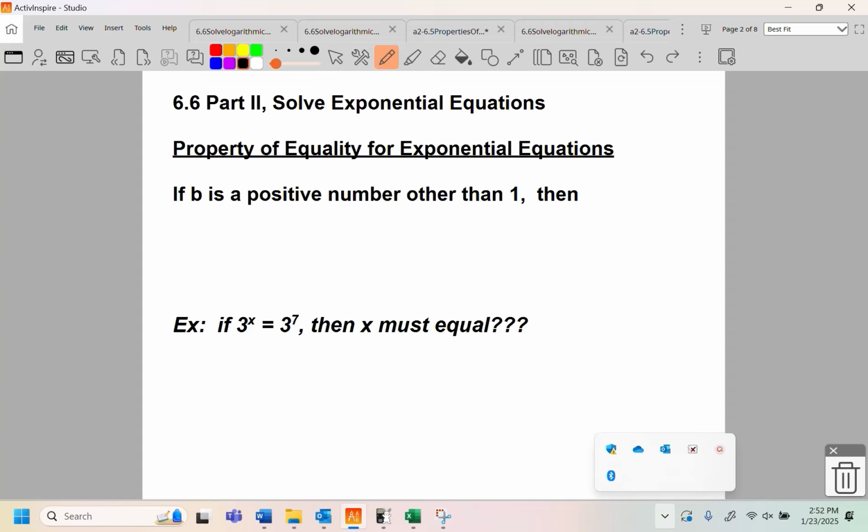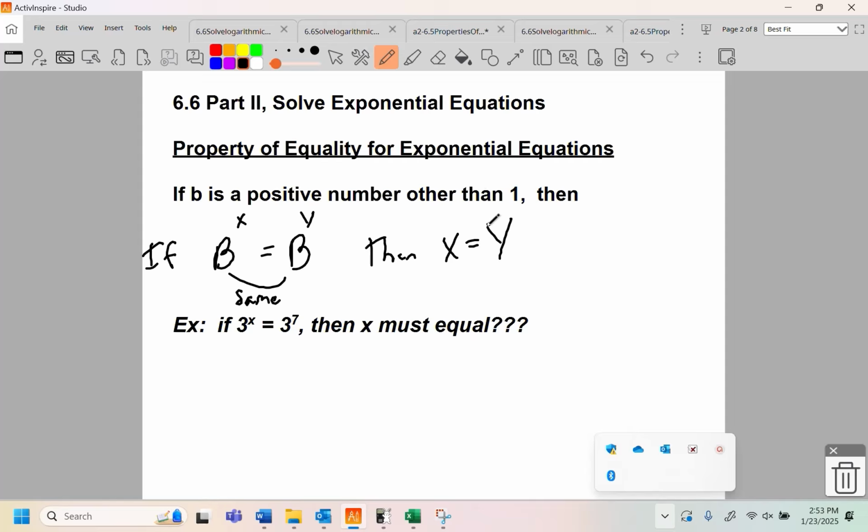Here we are, 6.6 part 2, the solving of exponential equations. There's a theorem out there called the property of equality for exponential functions. It says if b is a positive number other than 1, then something must be true. If you have a base to the x, and you have the same base to the y, and that's the key, then x must equal y.